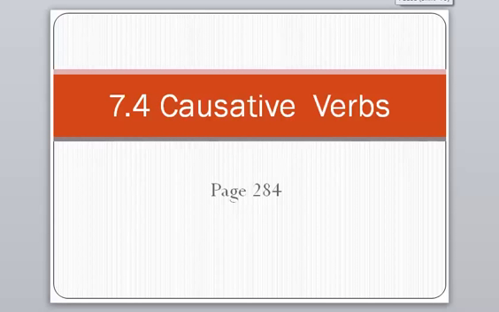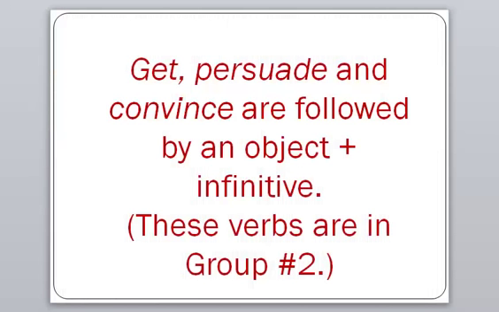Okay, we're talking about causative verbs on page 284. Causative is an adjective that means causing something. So these are verbs that we use to talk about causing something. Here are three examples: get, persuade, and convince. And these are verbs that are followed by an object and then an infinitive.